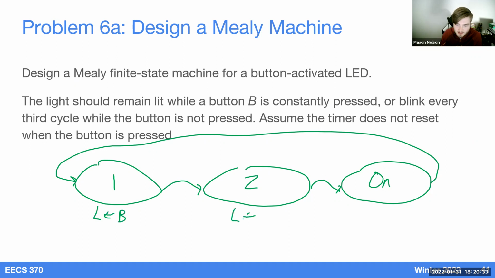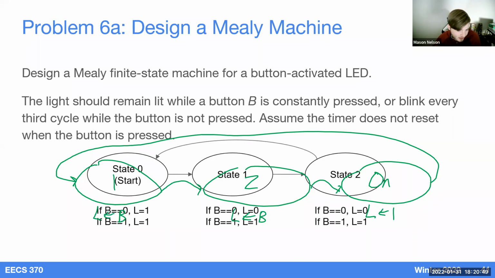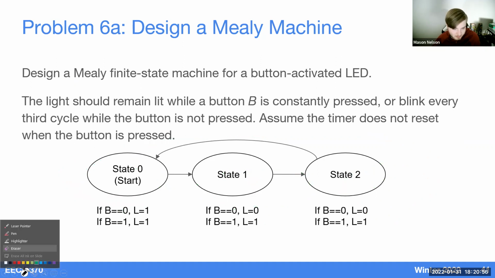Same for the second state. Otherwise, in our on state, no matter if B is pressed or not, it's going to be on. So we'll just assign our light to a 1. And that would be our Mealy machine for our button. I'm going to go ahead and erase my drawings so that you can see the answer here.